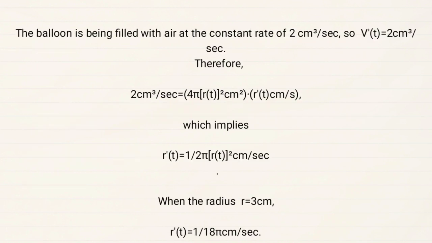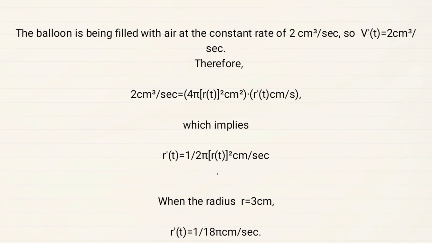The balloon is being filled with air at a constant rate of 2 cm cubed per second. So V'(t) is equal to 2 cm cubed per second. Therefore, 2 cm cubed per second is equal to 4 pi [r(t)] squared centimeters squared times r'(t) centimeters per second, which implies that r'(t) is equal to 1 over 2 pi [r(t)] squared centimeters per second.